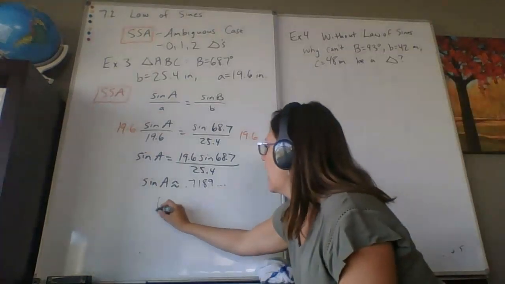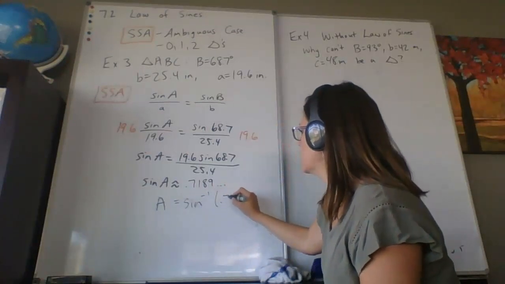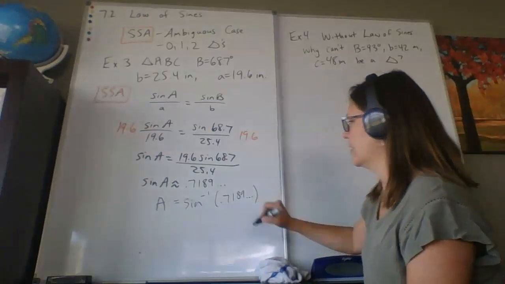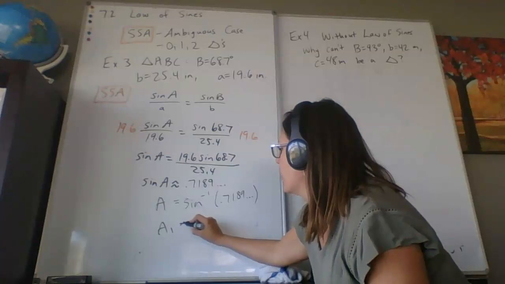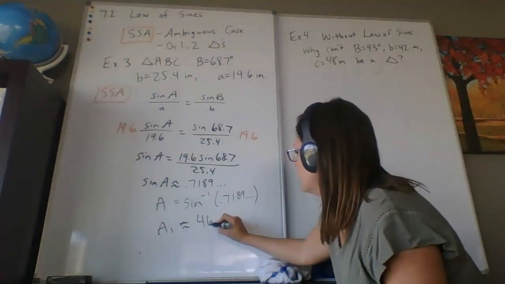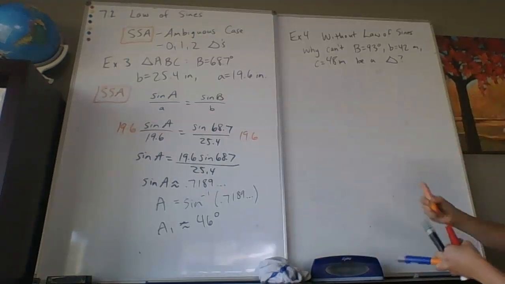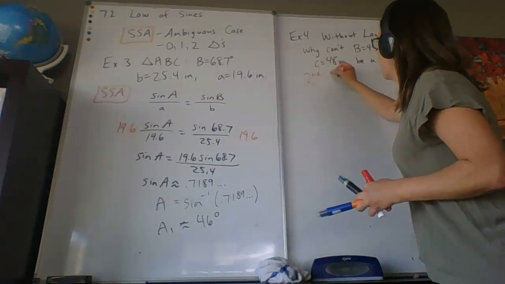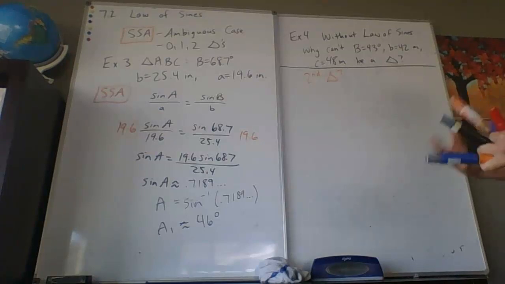So to find that angle, we'll find sine inverse of 0.7189, keeping that number in the calculator. Therefore, our original A value is approximately 46 degrees. Now, because this is an SSA, we need to see if another triangle exists. Once we calculate this initial angle, we have to ask, is there a second triangle? So we find out by calculating the third angle.